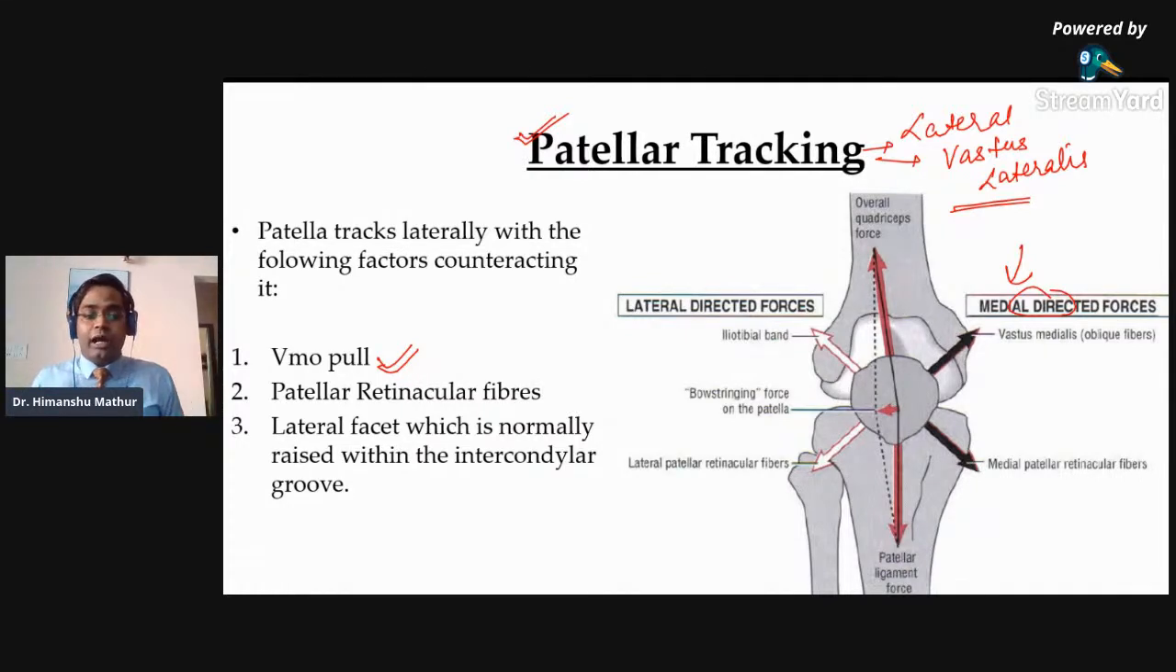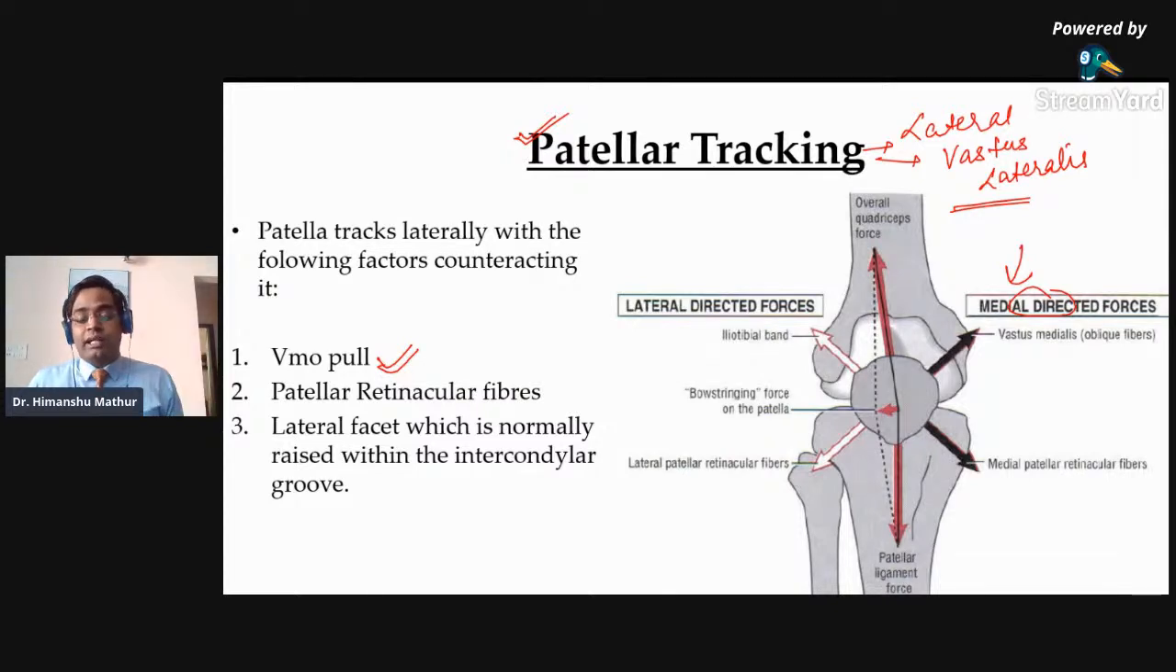Okay. Another thing that you have are the patellar retinacular fibers. Although the patellar retinacular fibers are not contractile tissue, the tensile strength present inside them eventually prevents the extensive lateral tracking of the patella. Okay, or I would say they actually prevent the maltracking of patella into the lateral side.